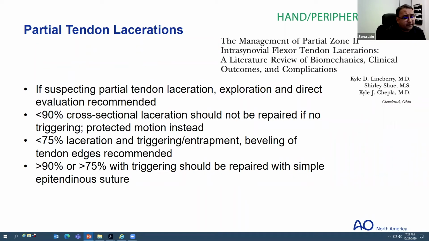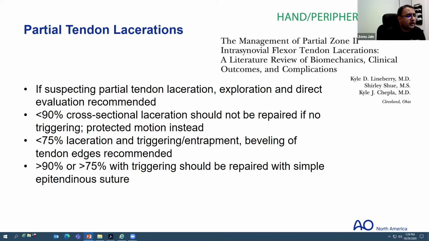So we've sort of been taught that less than 50% cross-sectional area being lacerated should be observed, and greater than 50% should be repaired. But this is an interesting study performed by Kyle Chappell, looking at intrasynovial lacerations, partial lacerations, and obviously if you suspect a partial laceration, you should explore it. And so what he showed was that if you have less than a 90% cross-sectional laceration, if you don't have any triggering, you should just watch it with protected motion.